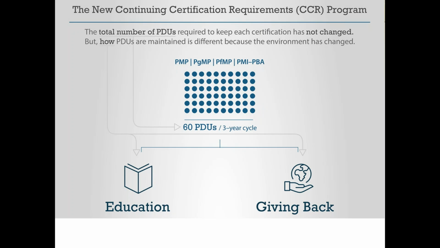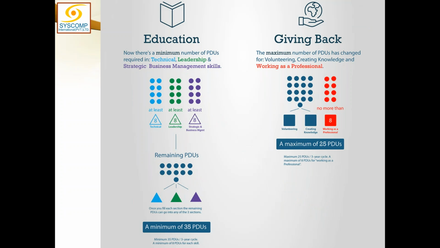They could be divided into education and giving back. Let us see how much in education and how much in giving back. As I said earlier, for education, there is no limit. You can have all the PDUs gained through new knowledge, through education. So you go and attend trainings and get these PDUs. All the 60 PDUs can be brought from the education side. But the restriction is minimum 8 PDUs in each of the vertices of the triangle.